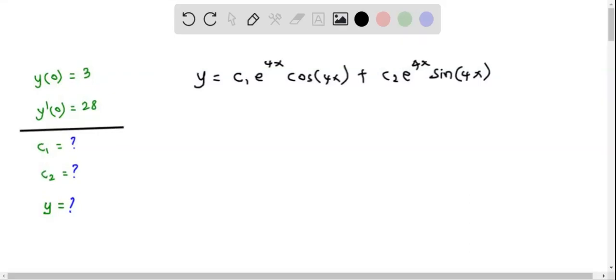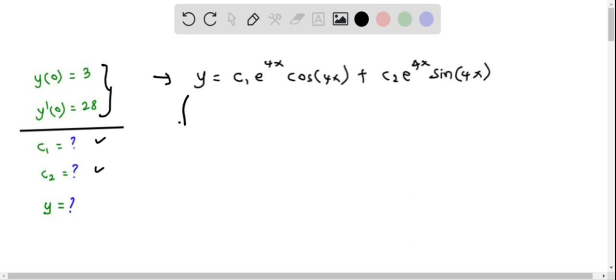Let's determine the constants C1, C2 using the general solution equation given here. That is y equals C1 e raised to the power of 4x times cos 4x plus C2 e raised to the power of 4x sin 4x. We'll also use these initial conditions to determine the constants C1 and C2. So let's see how to do this one.